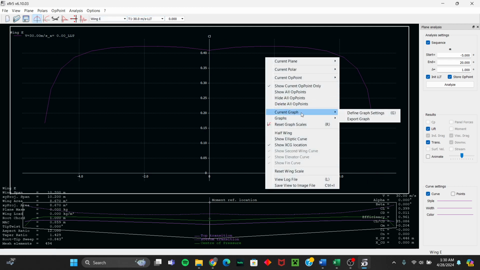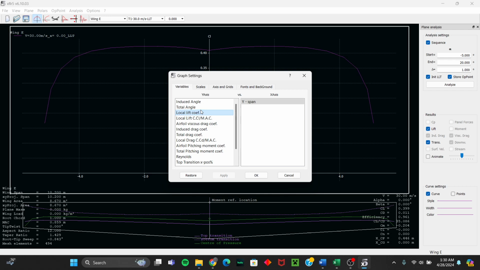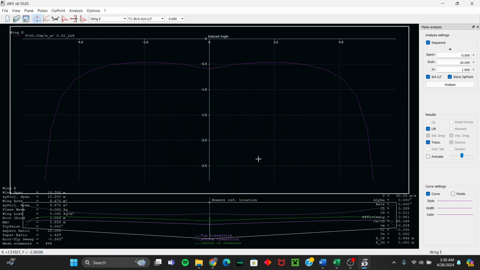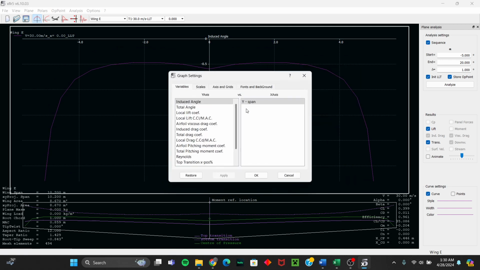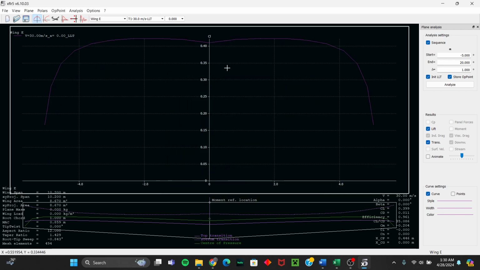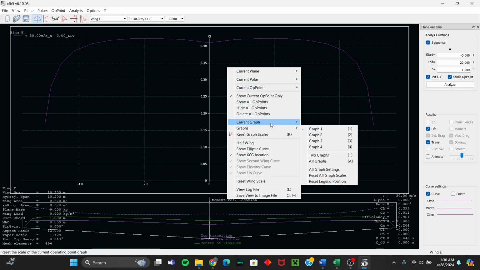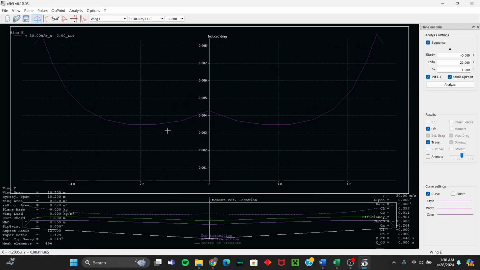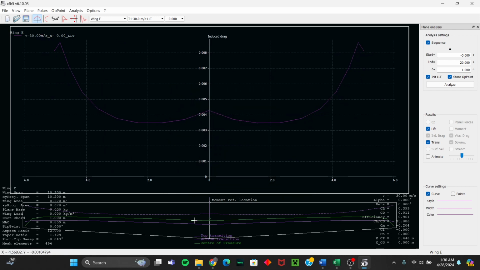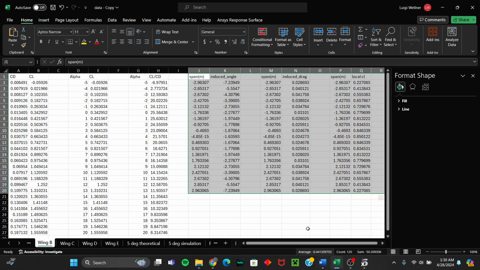And we can also put another graph, which we can do induced angle, or we can do the, where is it? Induced angle, local lift coefficient right there. And we could also do the induced drag coefficient. And getting these values, you can then put them into Excel, right?